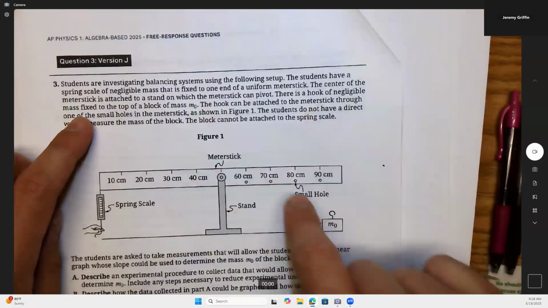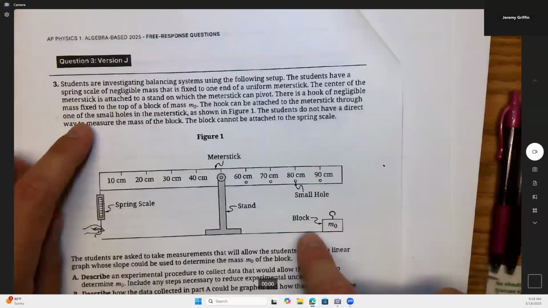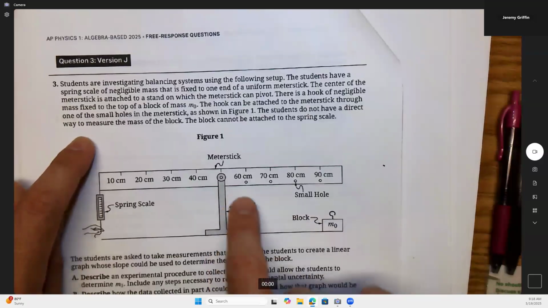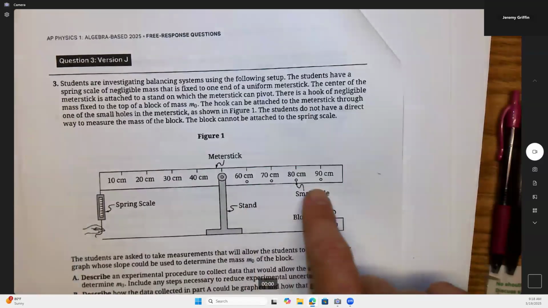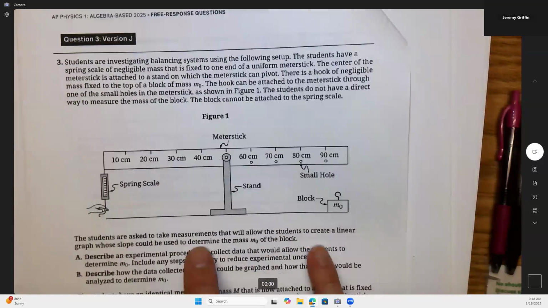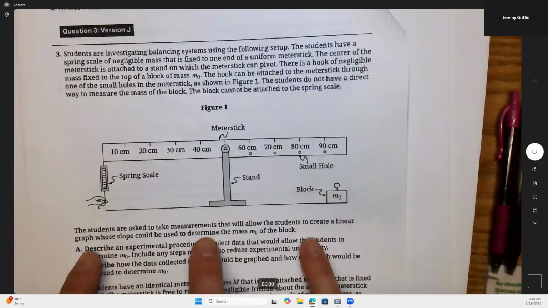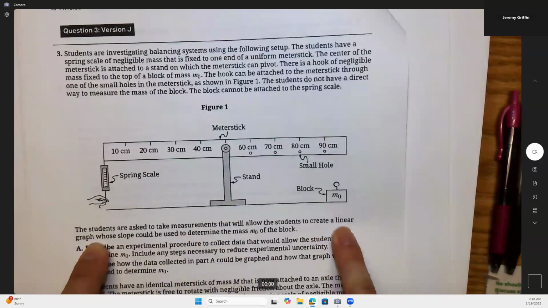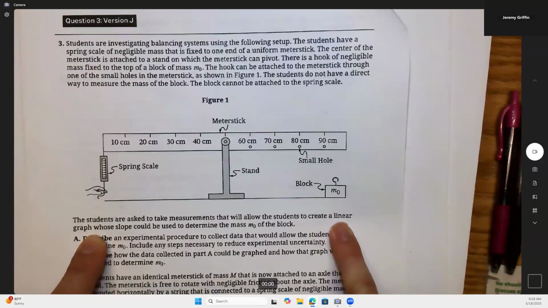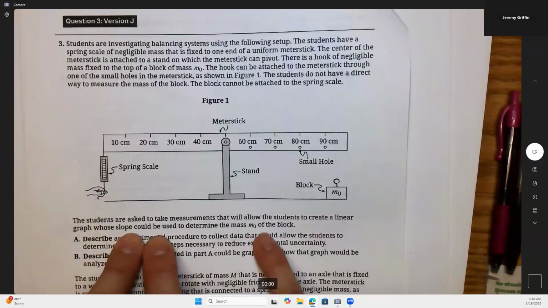Right, there's a hook of negligible mass fixed to the top of this mass. Okay, and anyway, you can put this block at different locations, so 60, 70, 80, or 90 centimeters. Students are asked to take measurements that will allow them to create a linear graph. Yep, there it is. AP loves linearization. That was going to come up. Whose slope could be used to determine the mass M naught of the block.